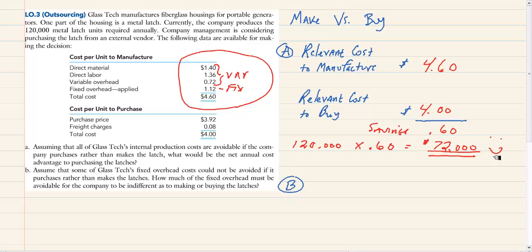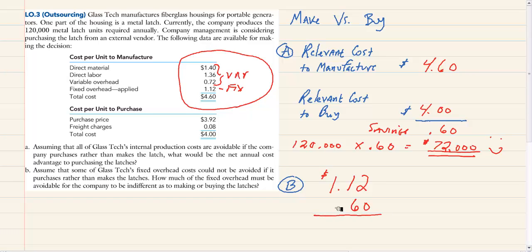Part B says assume that some of our fixed overhead costs could not be avoided if we purchase rather than make the latches. We're going to have to incur those costs anyhow. How much of the fixed overhead must be avoidable for the company to be indifferent as to making or buying the latches? So our fixed costs were $1.12. They want to know how much of that has to be avoidable for us to be indifferent, meaning it doesn't matter whether we make them in-house or get them from somewhere else. So $1.12 was our fixed overhead cost. It said our savings were 60 cents.